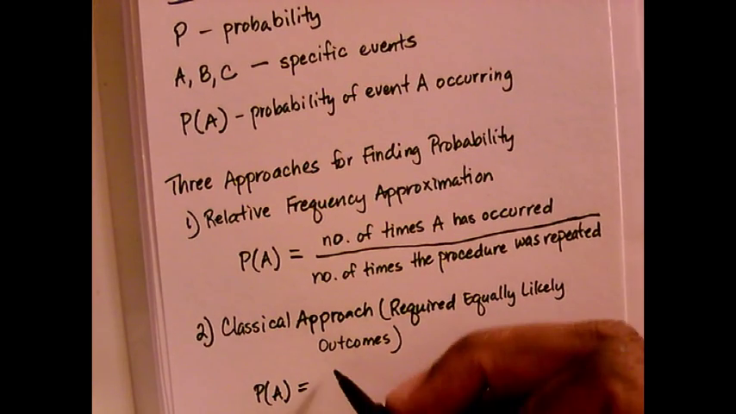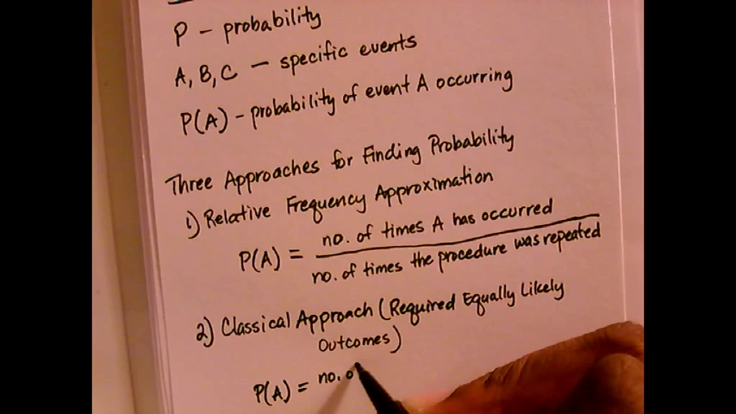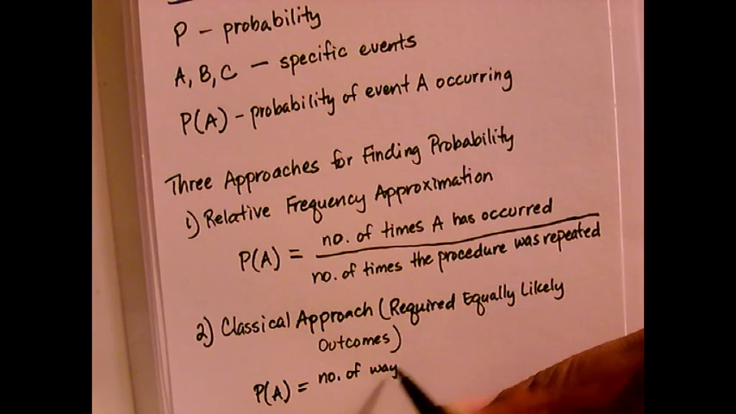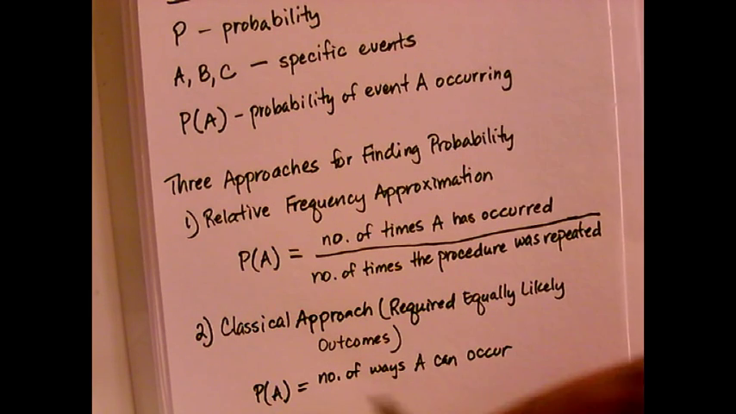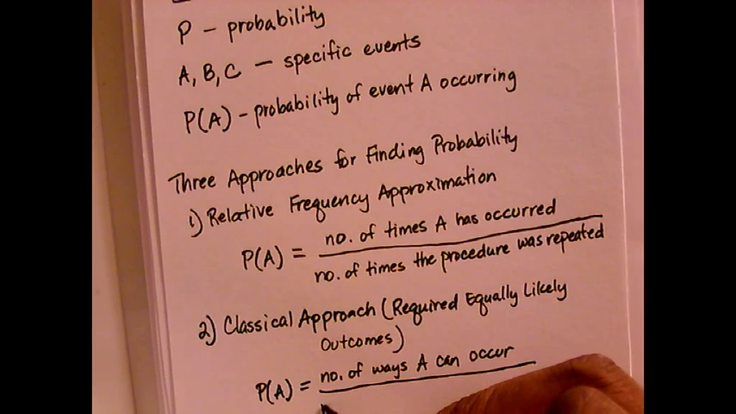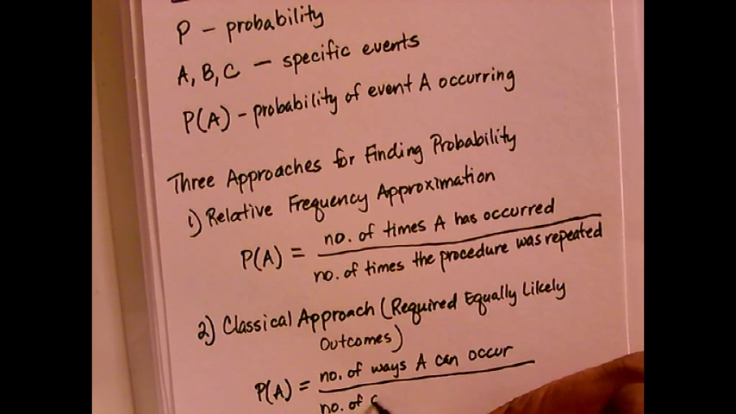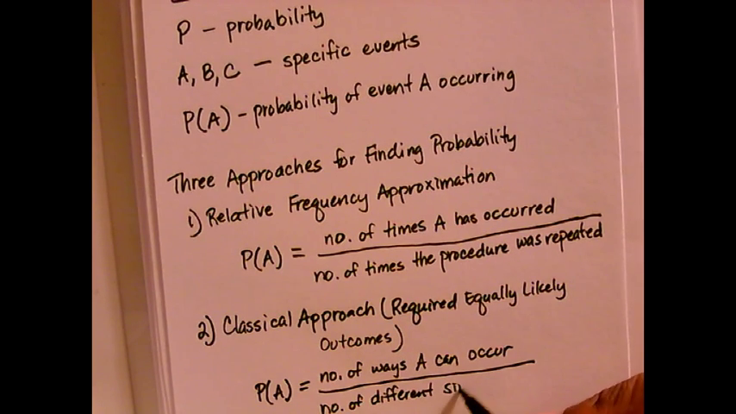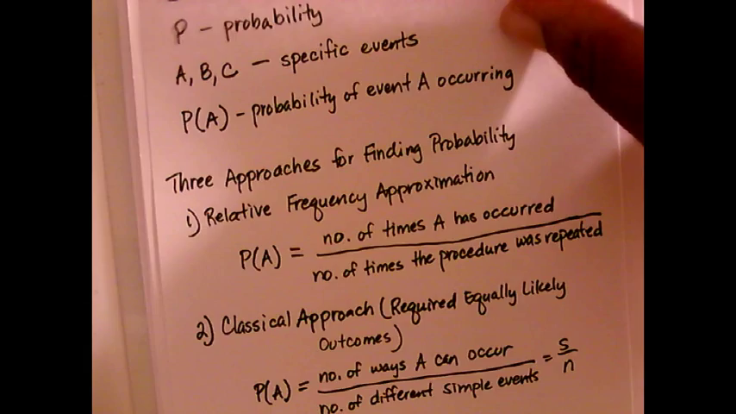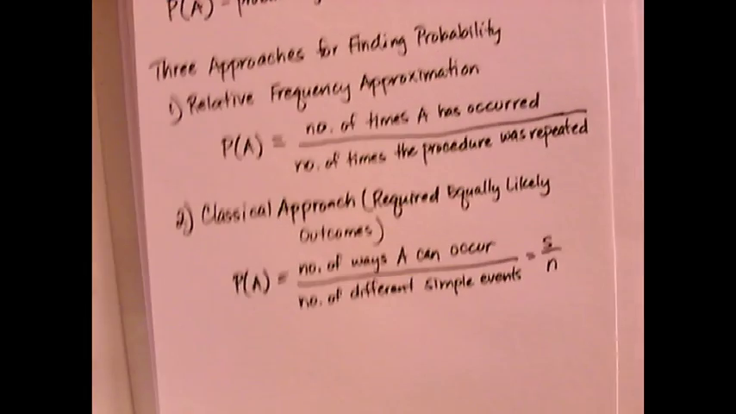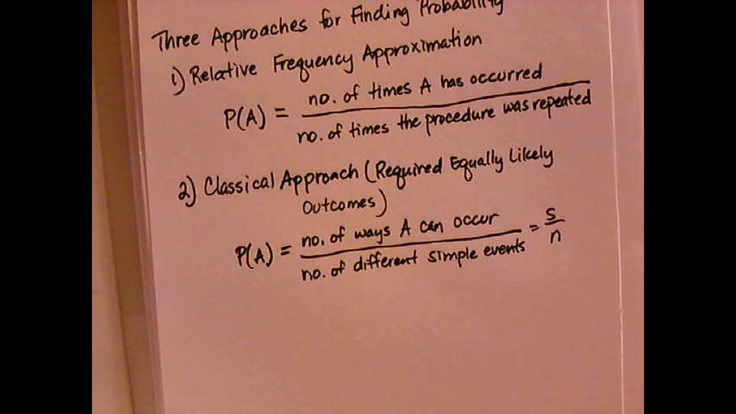So here the probability of event A will be the number of ways A can occur, and that's divided by the number of different simple events. In other words, they use S divided by N. And I'll give you an example of what a classical approach looks like.